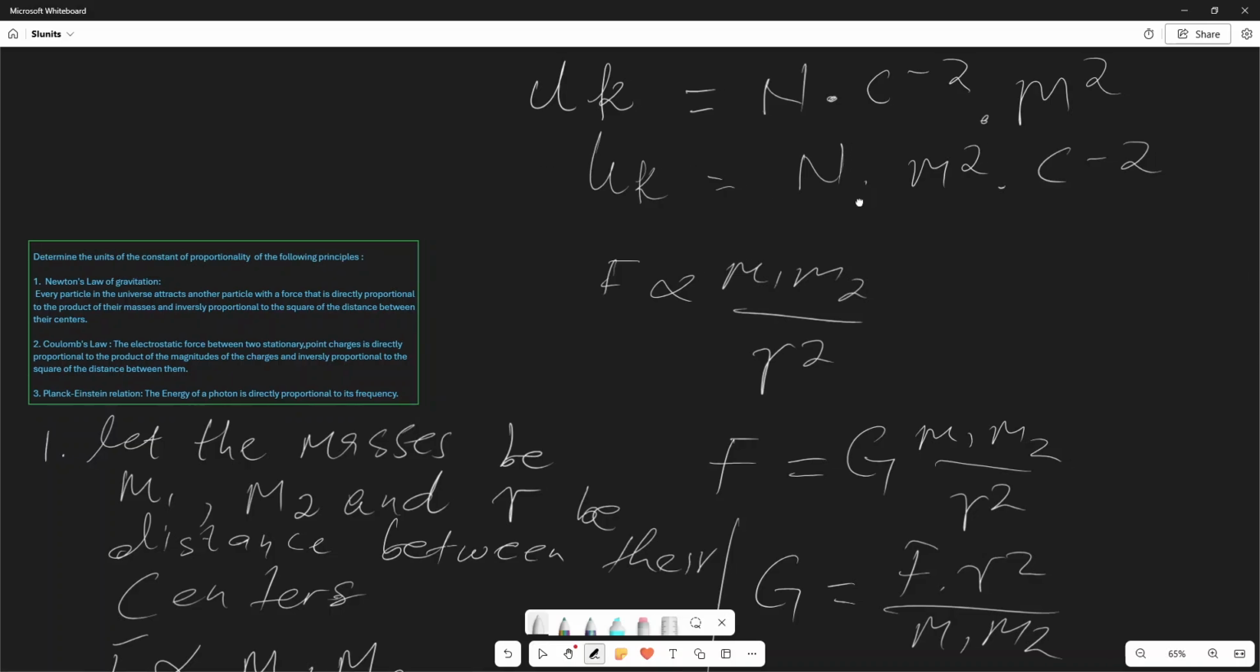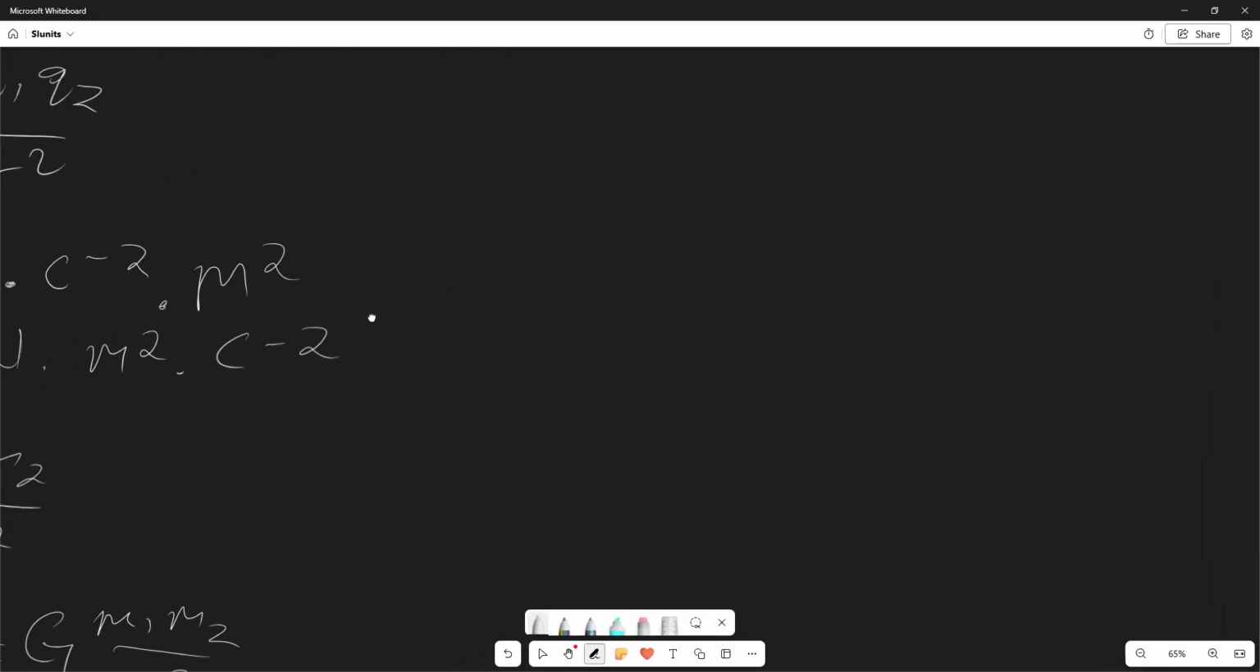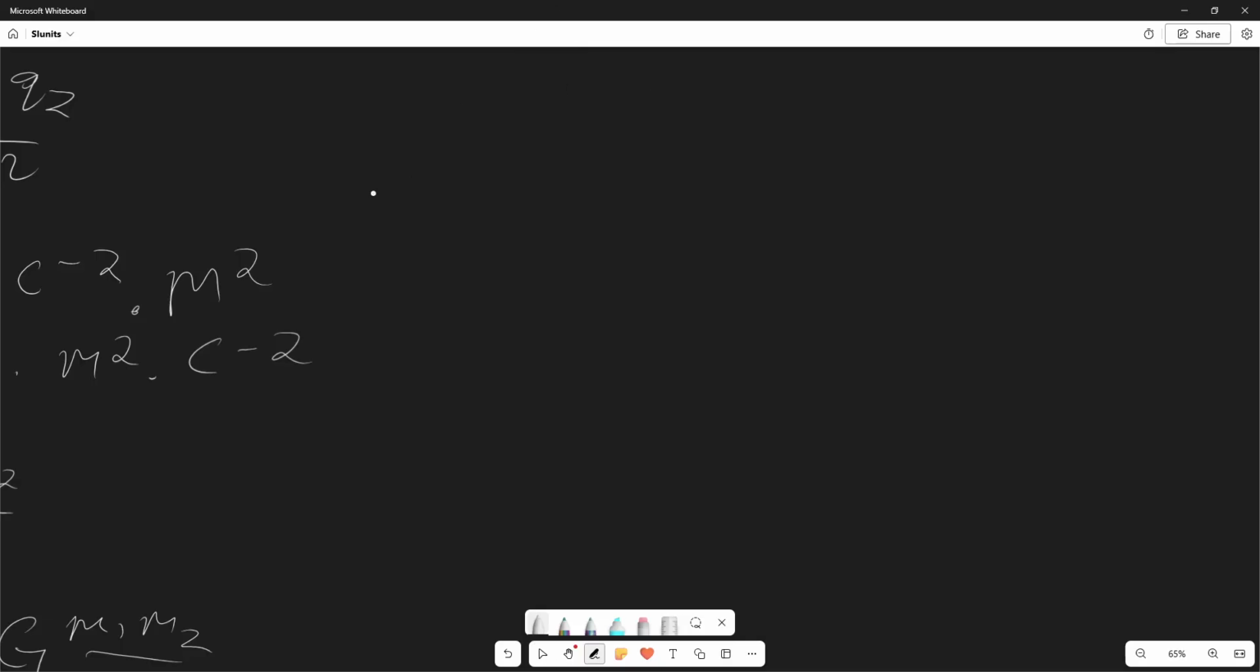And then part 3 should be trivial if you're following that. So part 3 says that the energy is directly proportional to the frequency. Okay. Now, the constant of proportionality here is a symbol H, which is Planck's constant. So then E is equal to HF.